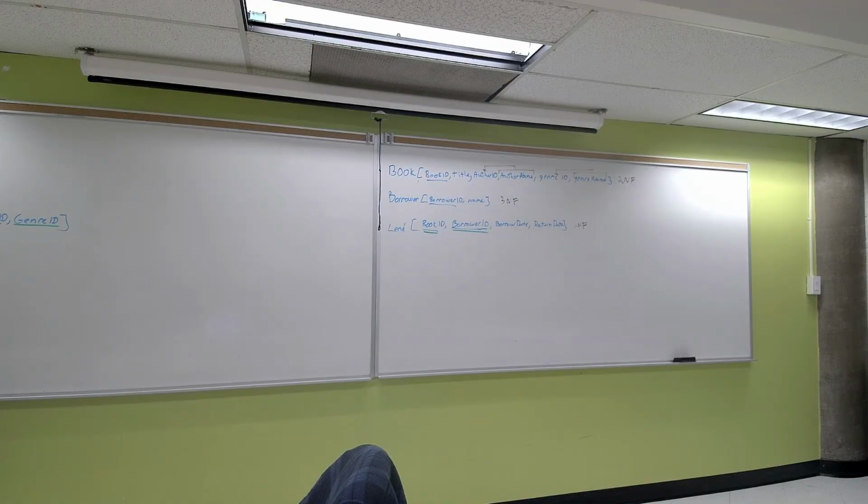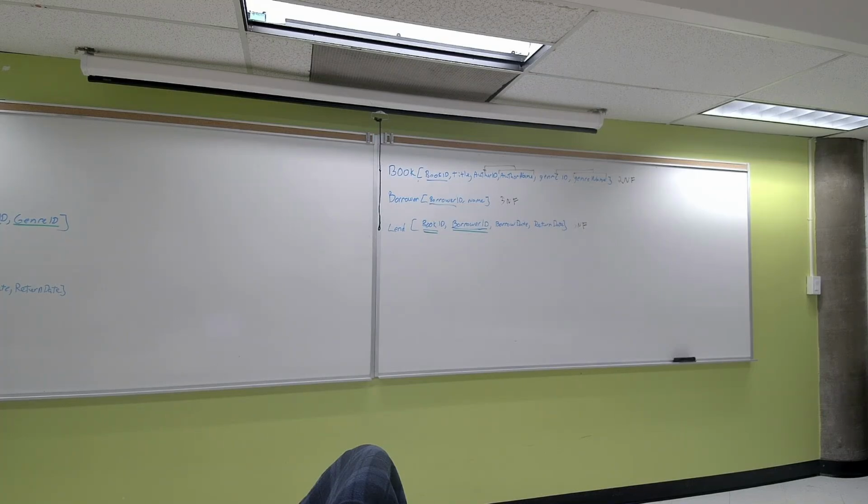Book ID, borrower ID, borrow date, return date, primary key happens to also be foreign key. And at this point, it's fully normalized.